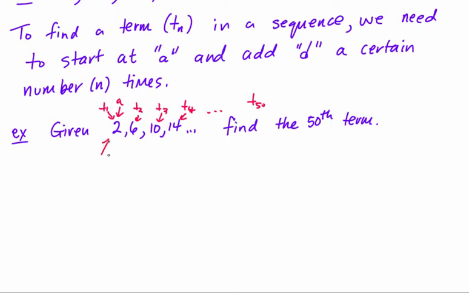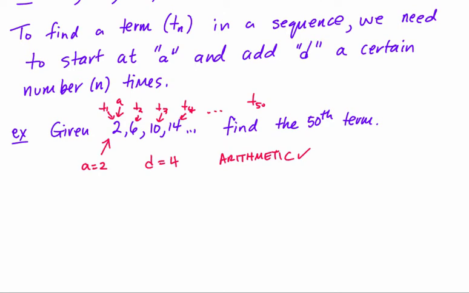Let's just double check. We know that A is 2. Let's double check that this is actually arithmetic. Up by 4, up by 4, up by 4. So the D is 4. So yes, arithmetic. And we do need to check that because later in this unit we're going to see different kinds of sequences, and if they're not arithmetic, then we're going to use other ways to solve these problems.